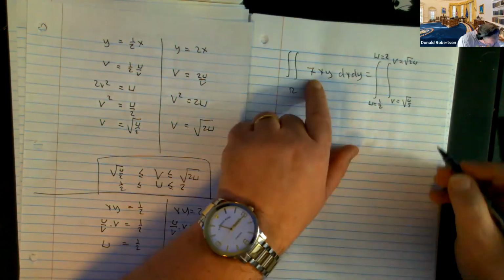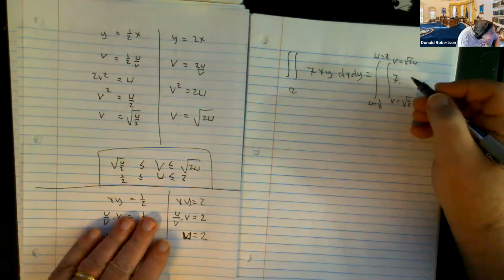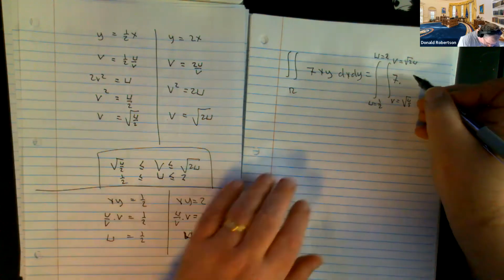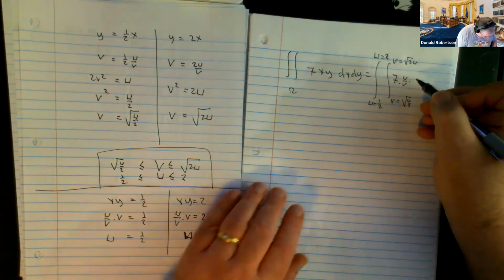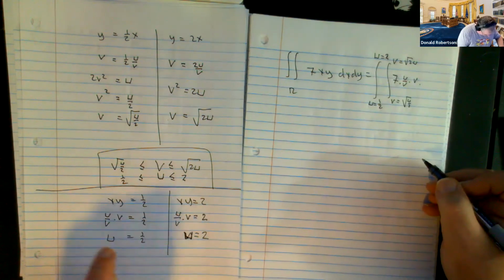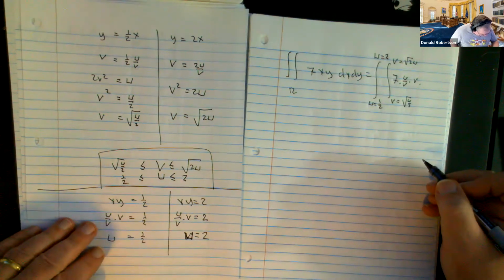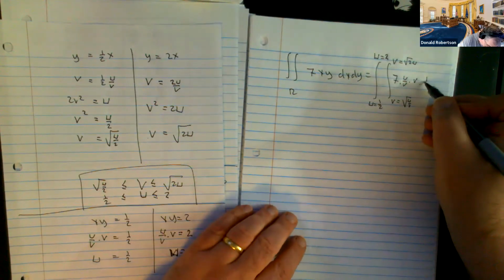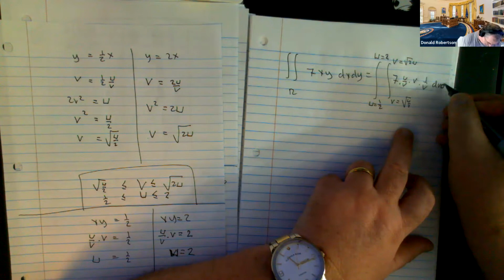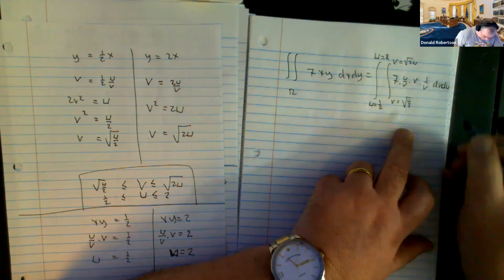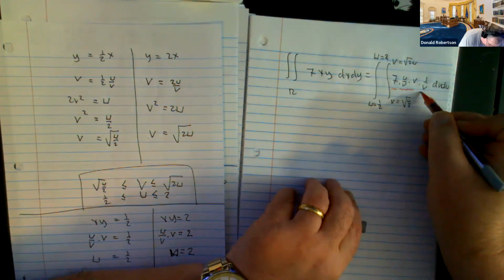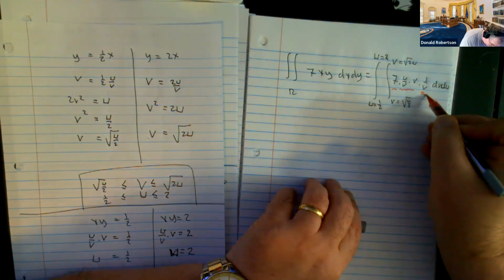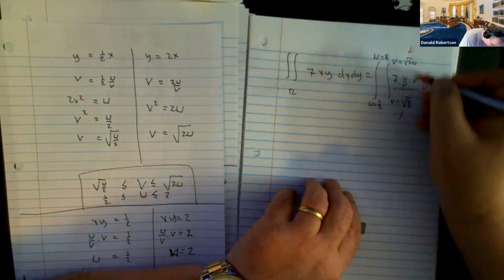7xy is going to become 7, x is u over v, and y is v, times the Jacobian, and the Jacobian we found was 1 over v. And then we can do a dv du. So let's see what we've got. That's 7xy. That's the Jacobian. That's the new variables. And these are our limits of integration.